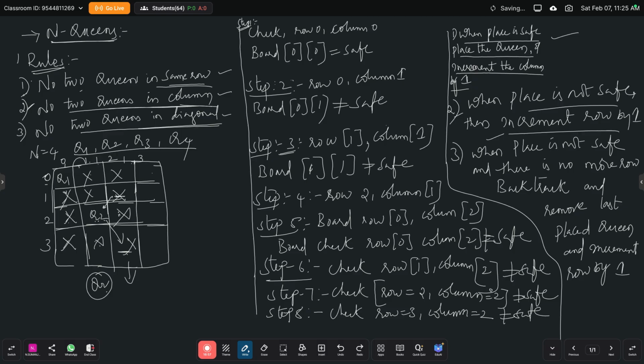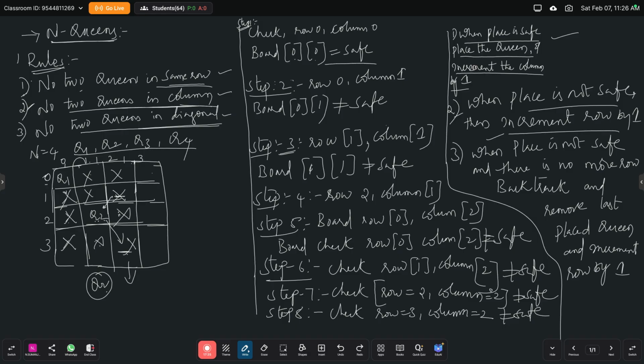Now, how are we going to fill? First, we select the first place, means 0th row and 0th column. To place the queen there, we have to check whether the particular place is safe or not. We write on the board: board, 0th row and 0th column. Is that safe? Yes, because we are at the beginning and there is no previously placed queen. That's why we can easily place our queen 1. So we write that it is a safe place.